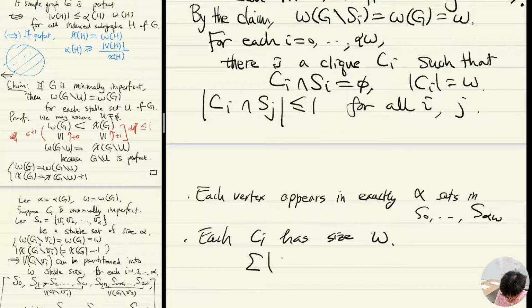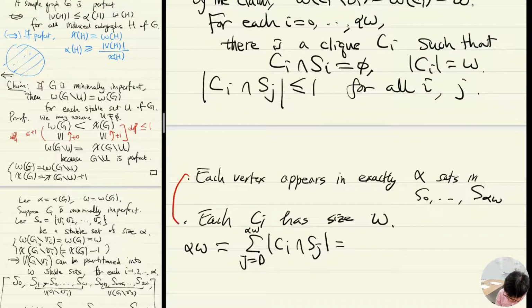Now, when I add this thing, Ci intersection Sj for all j from 0 up to alpha omega, what's gonna happen? I know that every vertex in Ci appears exactly alpha times. So this is gonna be alpha times omega, because of that property. Every vertex appears exactly alpha times, and if a vertex appears in some Sj, then no other vertex of Ci can appear in Sj. So this number is exactly alpha times omega.